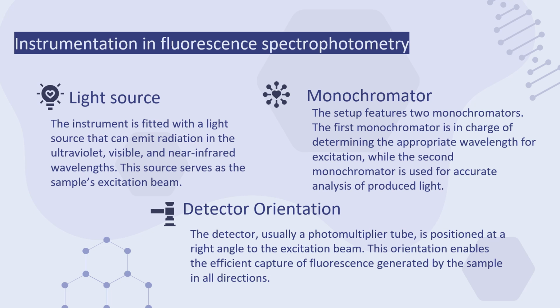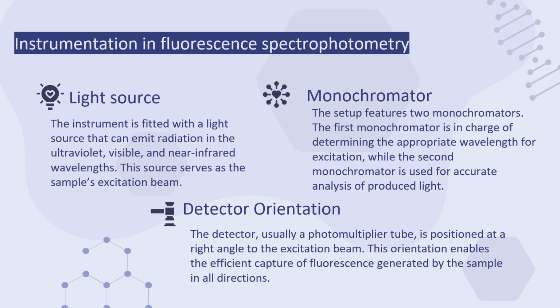Instrumentation in fluorescence spectrophotometry: light source. The instrument is fitted with a light source that can emit radiation in ultraviolet, visible and near infrared wavelength. This source serves as the sample's excitation beam. Monochromator. The setup features two monochromators. The first monochromator is in charge of determining the appropriate wavelength for excitation, while the second monochromator is used for accurate analysis of the produced light.